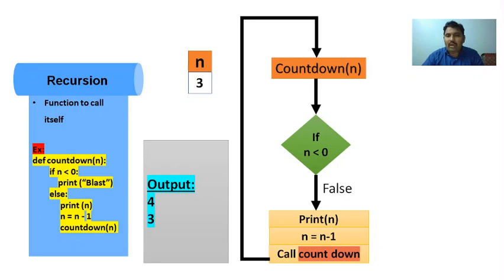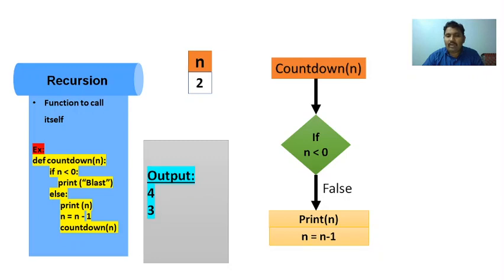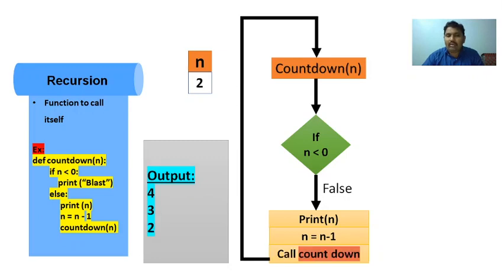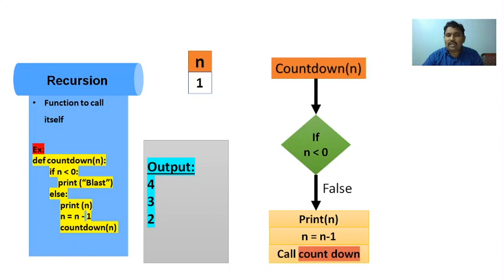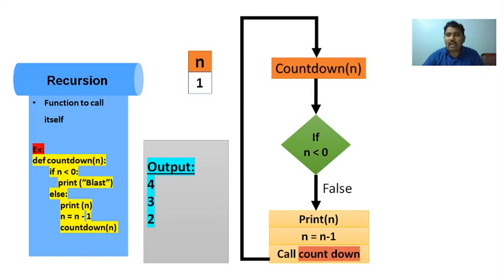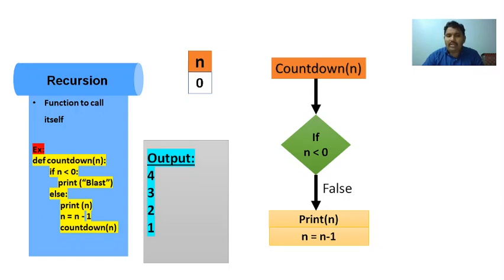So again it is called. If n is less than 0, what is going to happen? Again print n is going to execute, that's why it is going to print the 3 value. Like this, again the countdown function is called with respect to 2, and it checks the condition, again the countdown function is called. So finally, now the n value has become 1. So again the function is called, now the n value is 0.